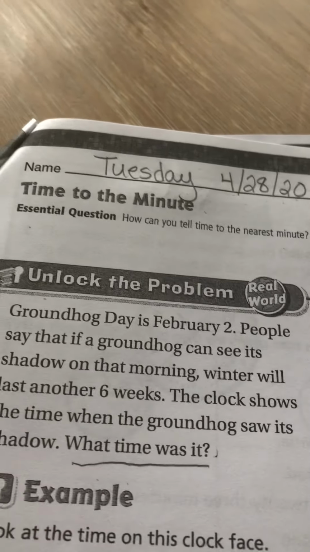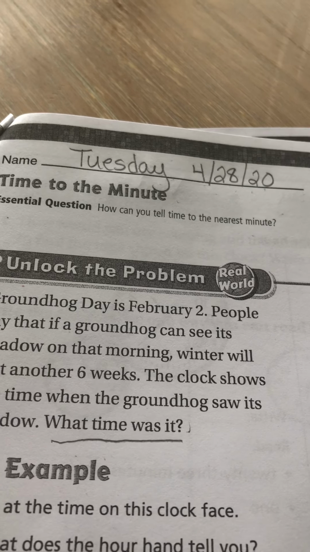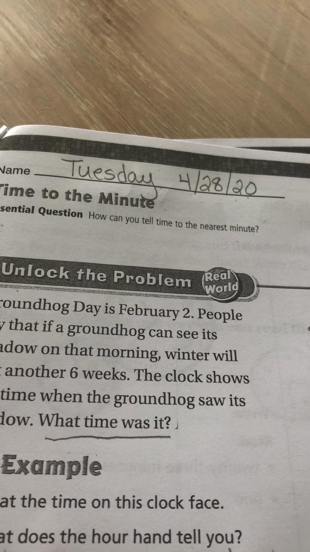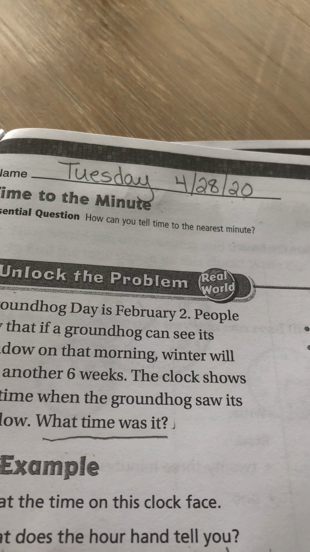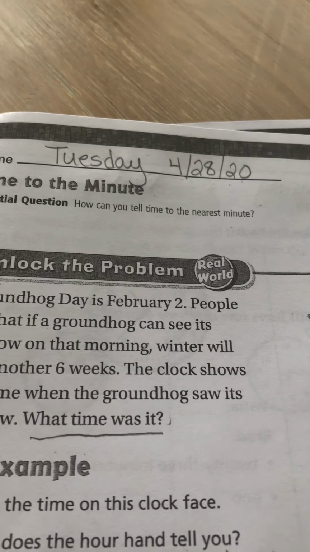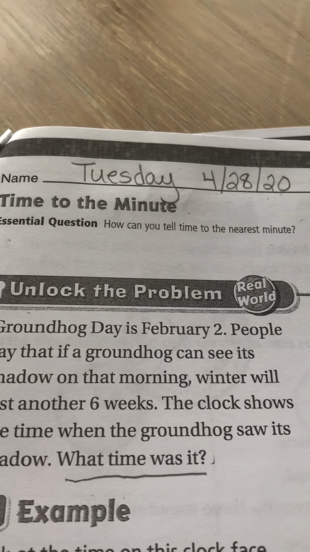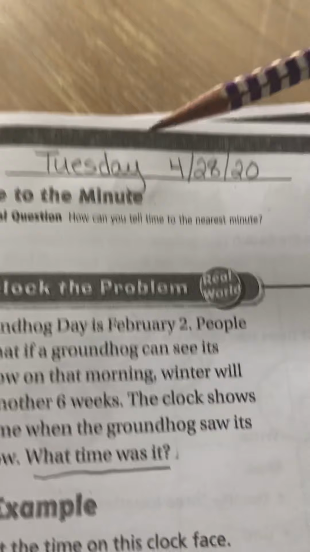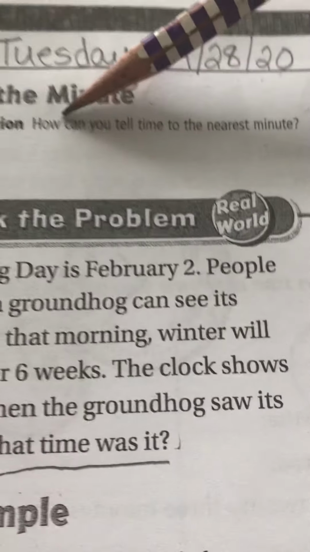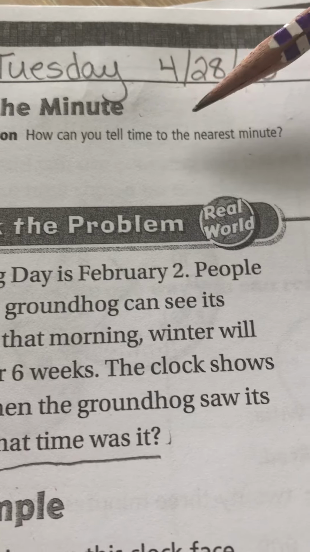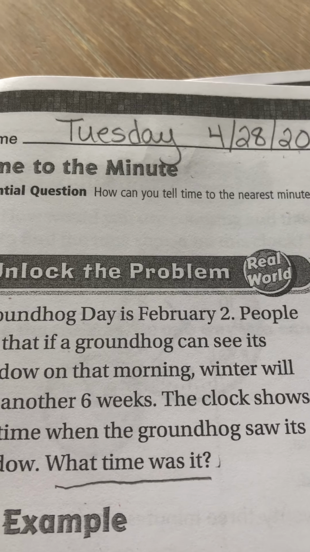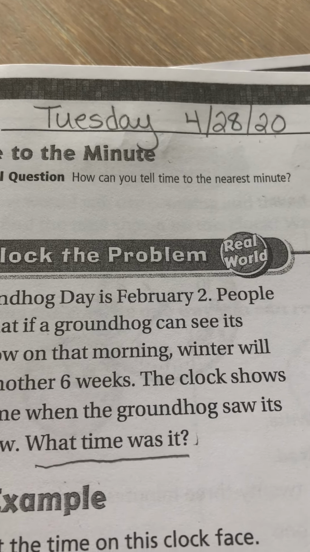Remember, I did the vocabulary builder sheet yesterday, and then I did the beginning of chapter 10, show what you know. So those were the two sheets I went over. Today I'm actually going to do one of the worksheets from the book that does a lesson for you. So here's the essential question that we're trying to find. It says, how can you tell time to the nearest minute? So that's basically our learning target today. I can tell time to the nearest minute.